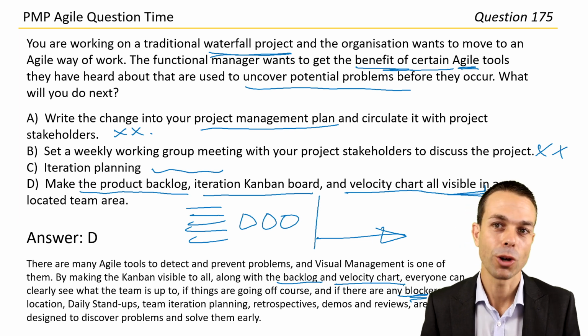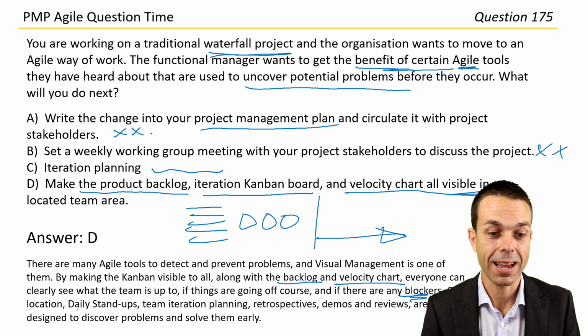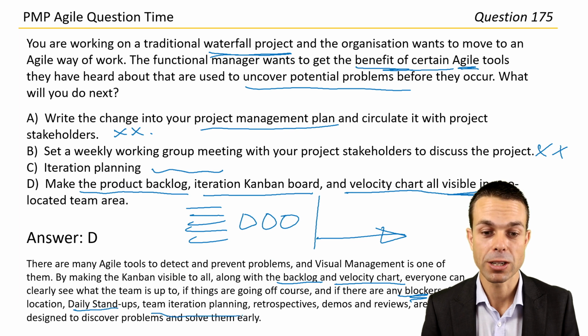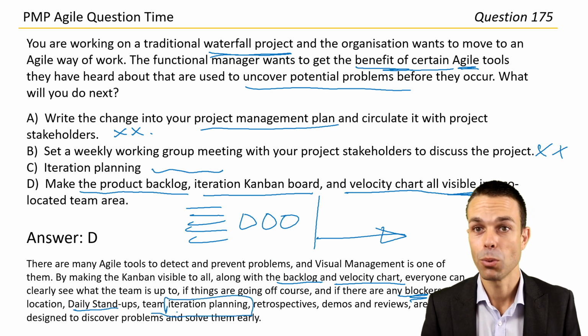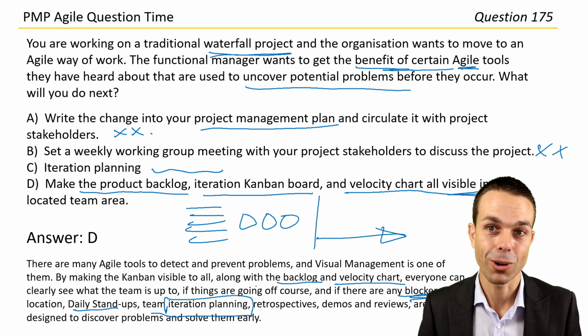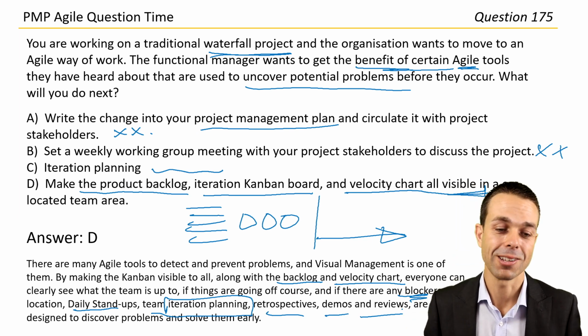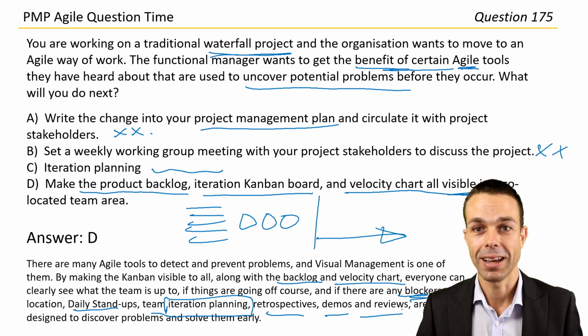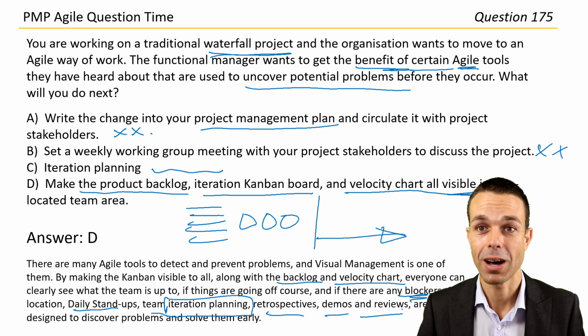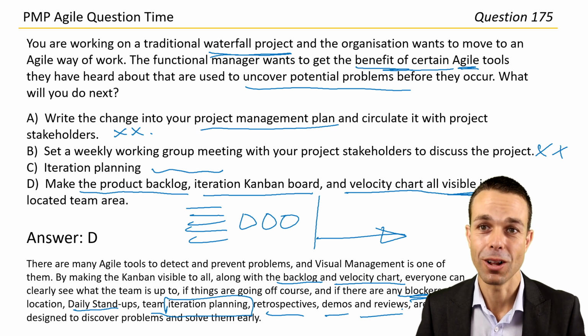And putting it in a co-located place, having daily stand-ups, team iteration planning before our iteration, putting those features according to the prioritized business value, retrospectives, demos, and reviews. All of these things are designed to uncover problems and solve them early. And that's part of the power of an agile way of work.